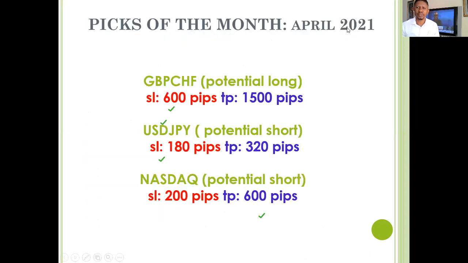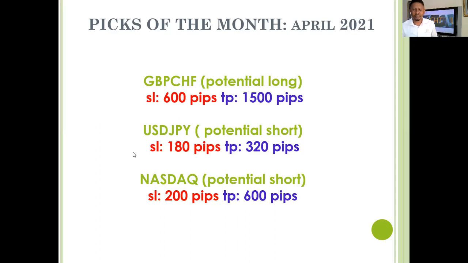Right. So we had selected 3 pairs for the last month, the month of April, and you remember very well that we selected 3 pairs or 3 instruments. The first one was the pound Swiss franc. We said that we were waiting for the pound to pull back and then buy those lows, and from there go about 1,500 pips.